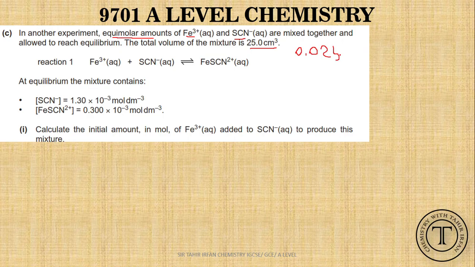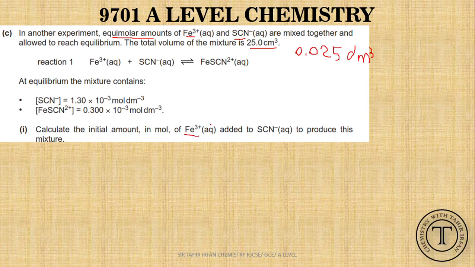0.025 decimeter cube. Please remember, whenever we are attempting numericals, we must be using the standard unit. Reaction 1 is given. At equilibrium, the mixture contains these molar concentrations of these 2 species. Calculate the initial amount in mole of iron 3.